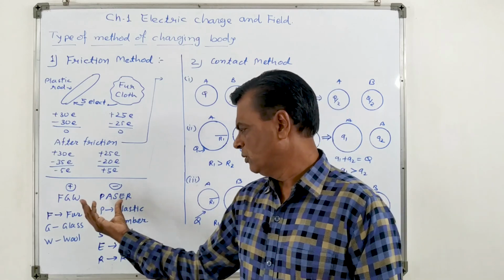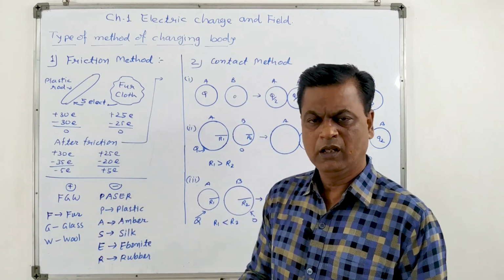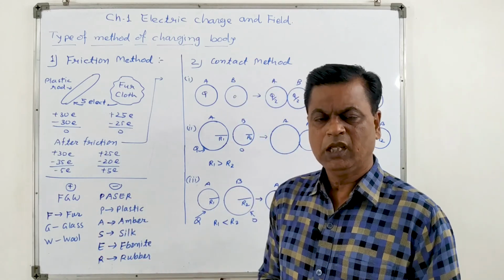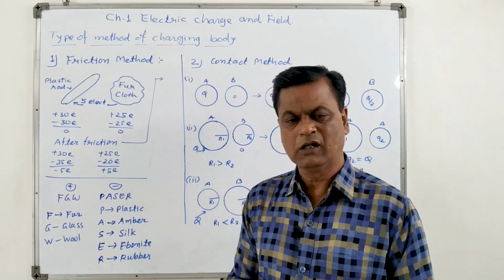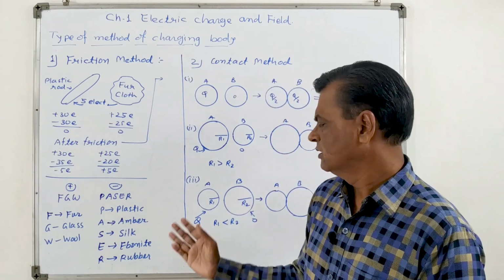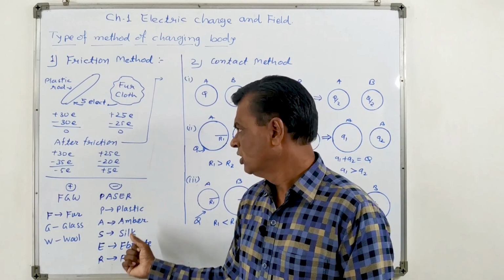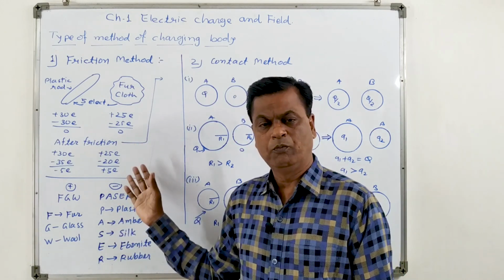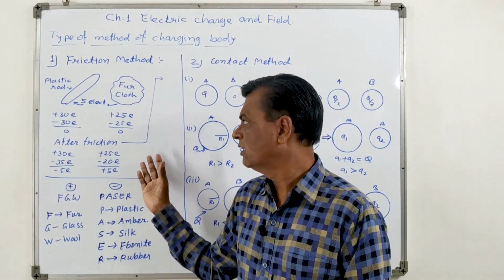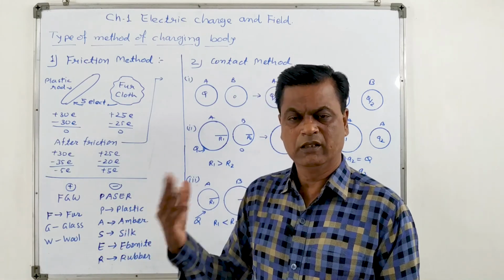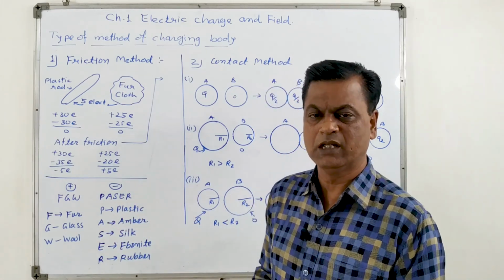In this pair of bodies, consider one pair, a glass rod and a silk cloth. If the glass rod is rubbed with the silk cloth, the glass rod becomes positive and the silk cloth becomes negative. So this is the method of charging due to friction, where both bodies are charged.